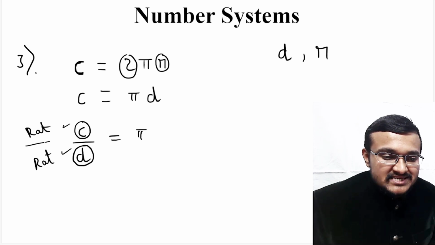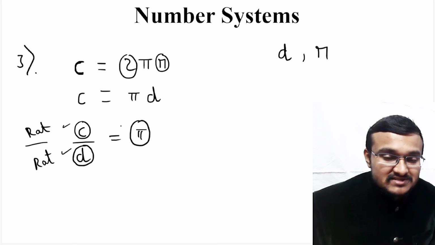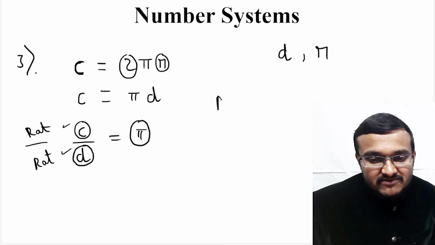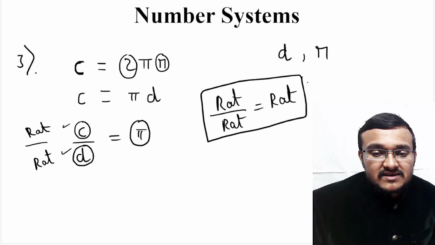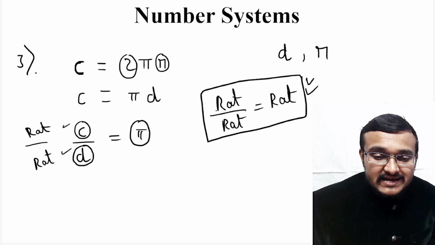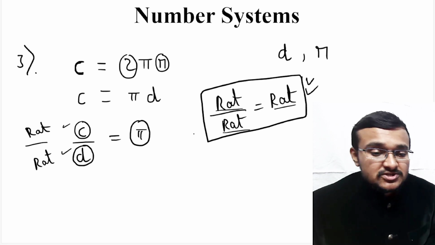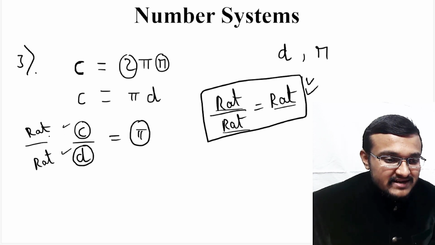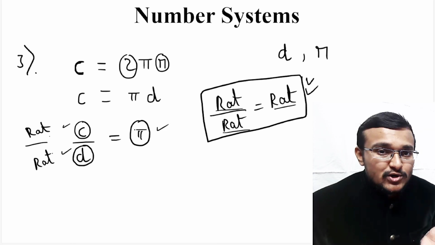So that means you are dividing a rational number by a rational number, but that is equal to an irrational number. This is not possible, because whenever you divide a rational number by a rational number, you will always get a rational number. But in this case, when you are dividing a rational number by a rational number, you are getting pi. So this is making a contradiction.